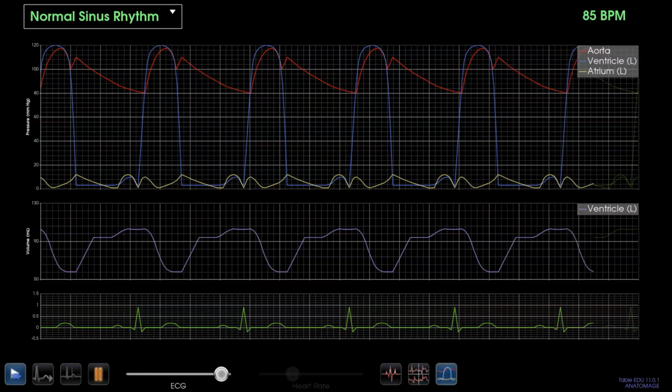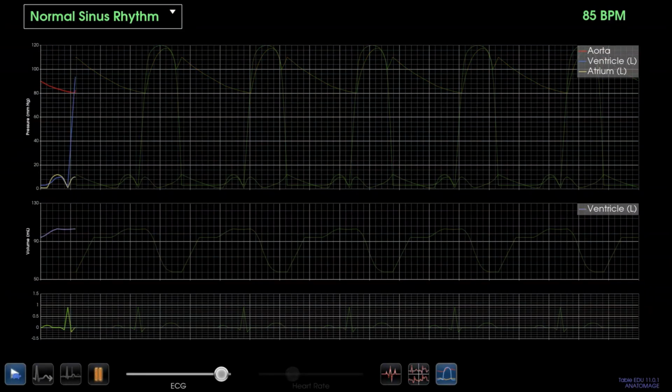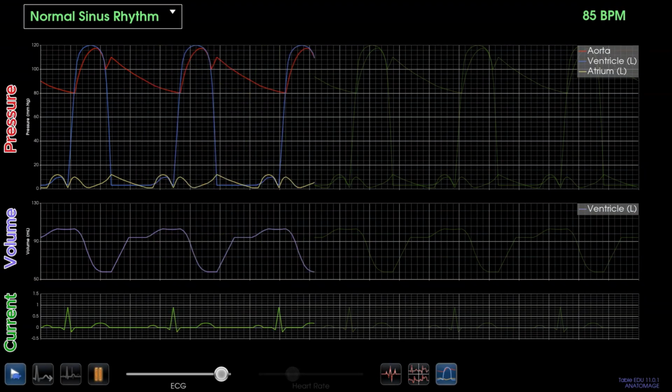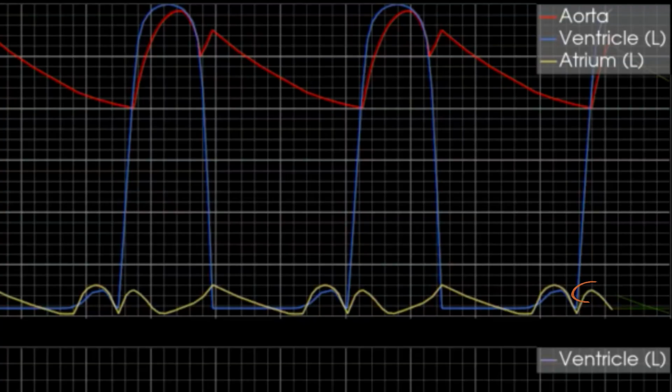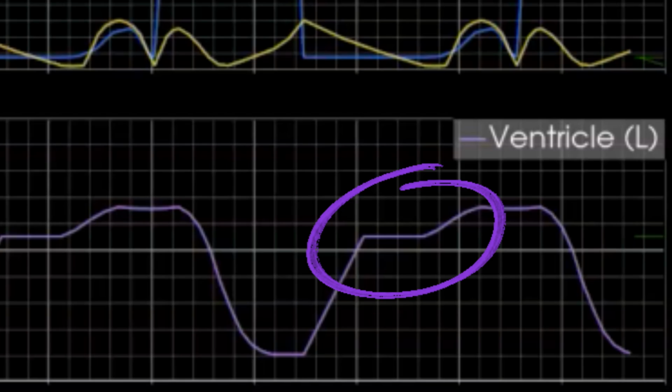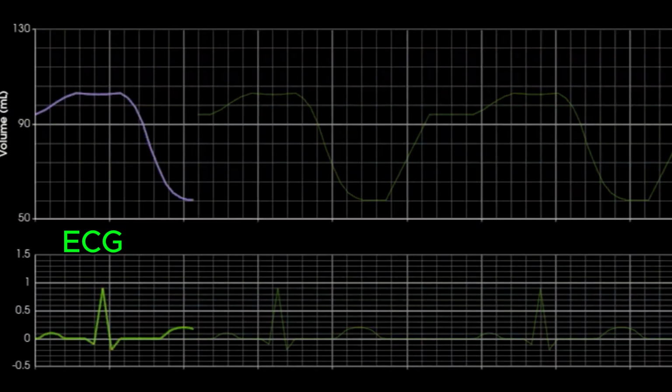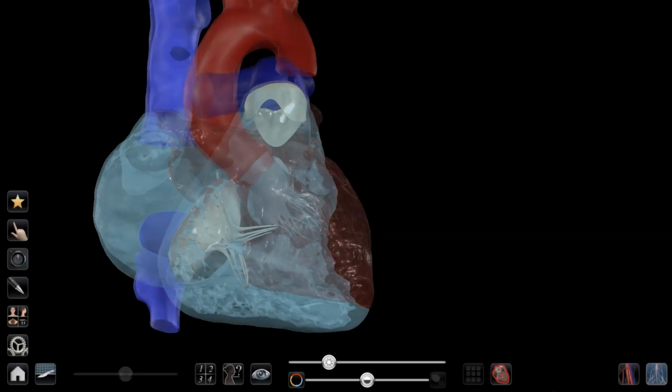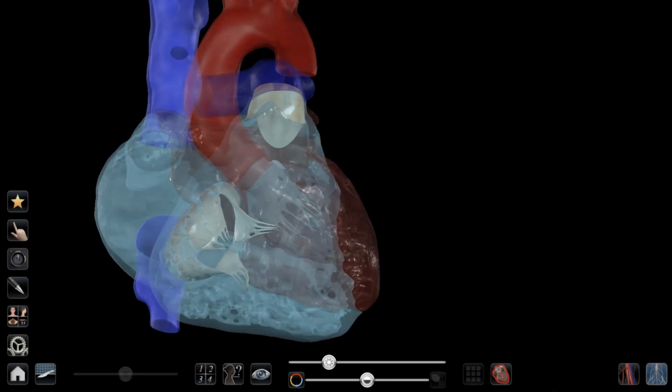The Wiggers diagram is a comprehensive graphical representation of the cardiac cycle, illustrating the dynamic changes in pressure, volume, and electrical activity within the heart over time. It integrates key physiological parameters including atrial, ventricular, and aortic pressure, ventricular blood volume, and electrocardiographic ECG activity to provide a detailed understanding of cardiac function.